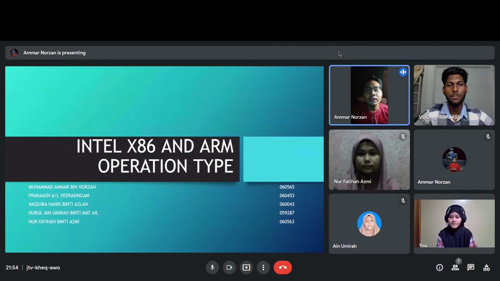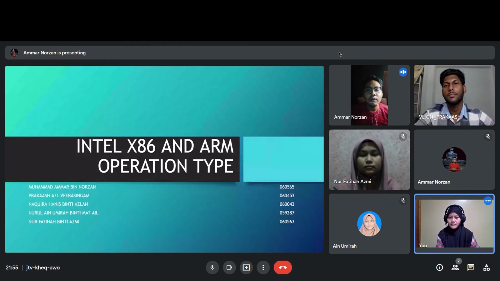So today we are students from Computer Network and Security second semester. We will be presenting about Intel X86 and ARM operation for computer organization architecture.